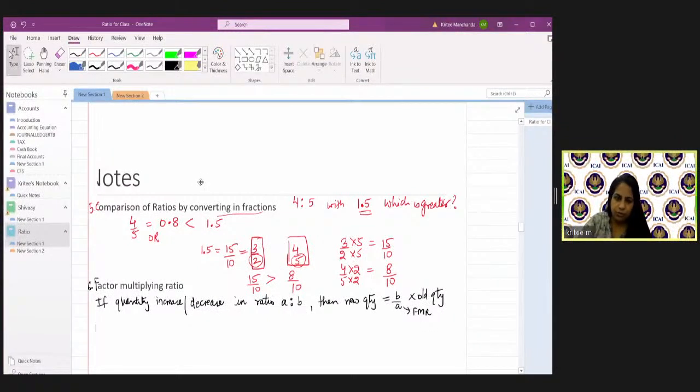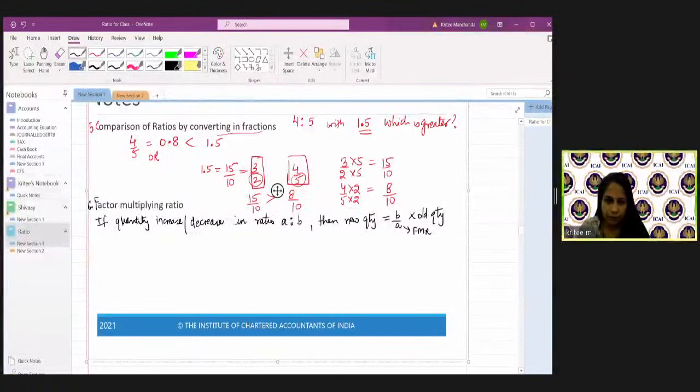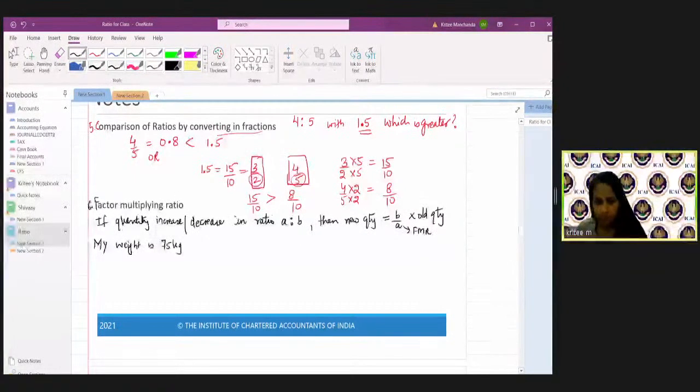I'm sure you need some more explanation of the same, so we'll do it with an example. Now don't take it seriously on me. This may or may not be correct, but supposedly my weight is 75 kgs. And now I wish to reduce it in 5:3 ratio.